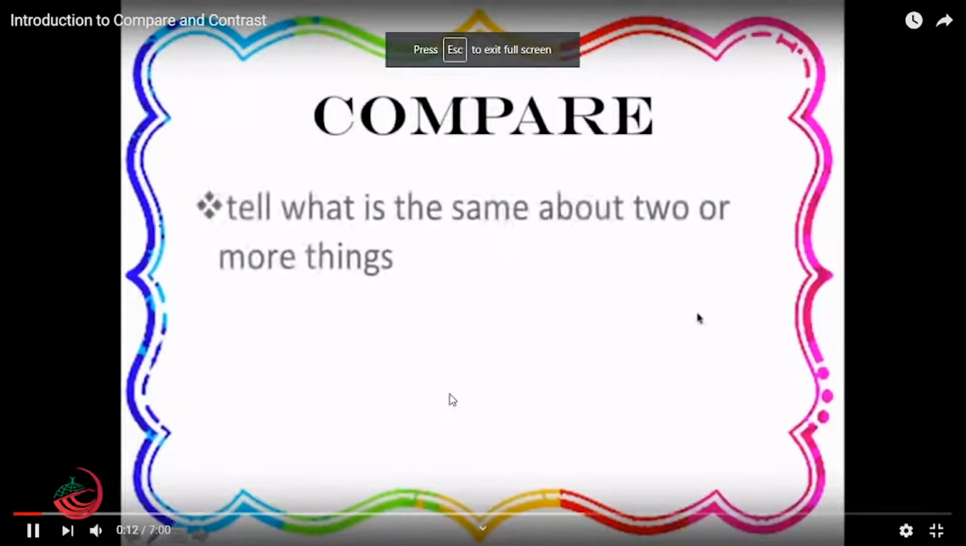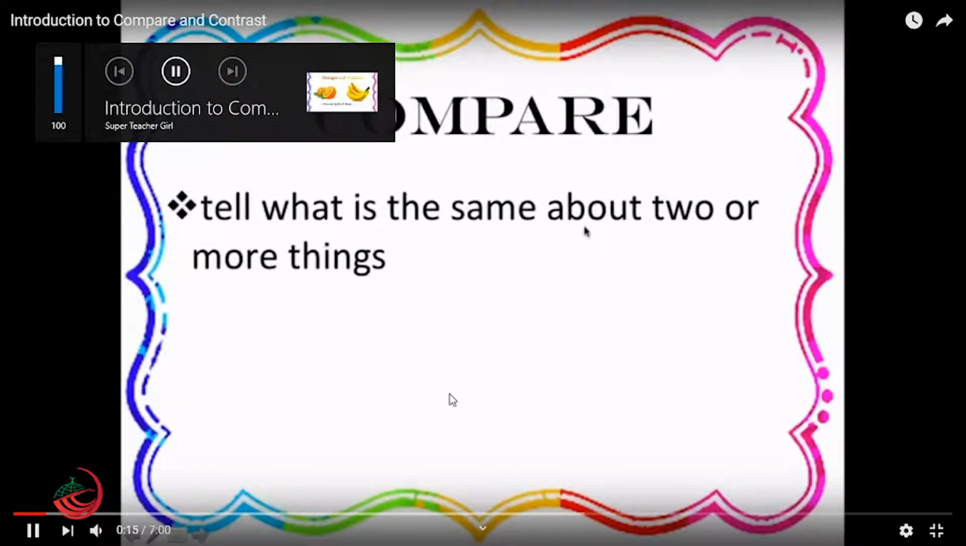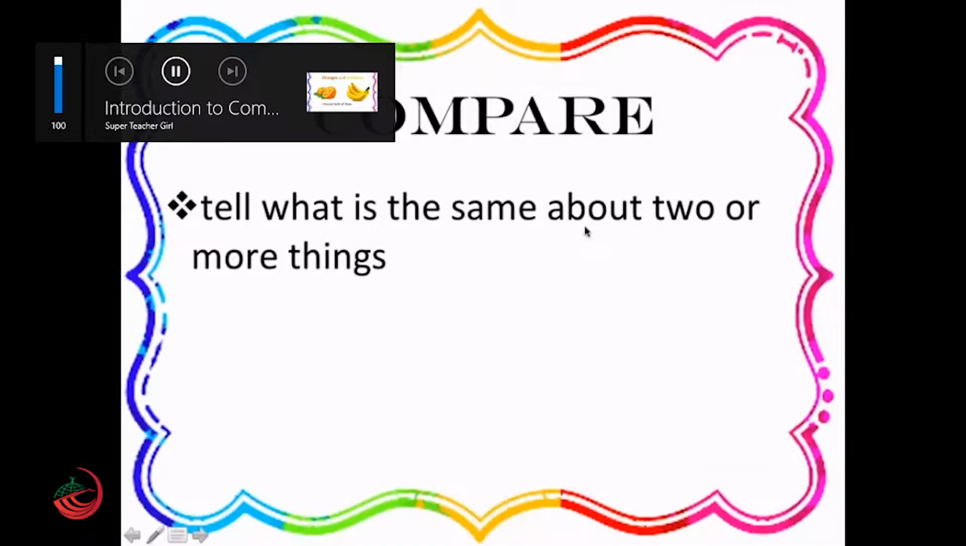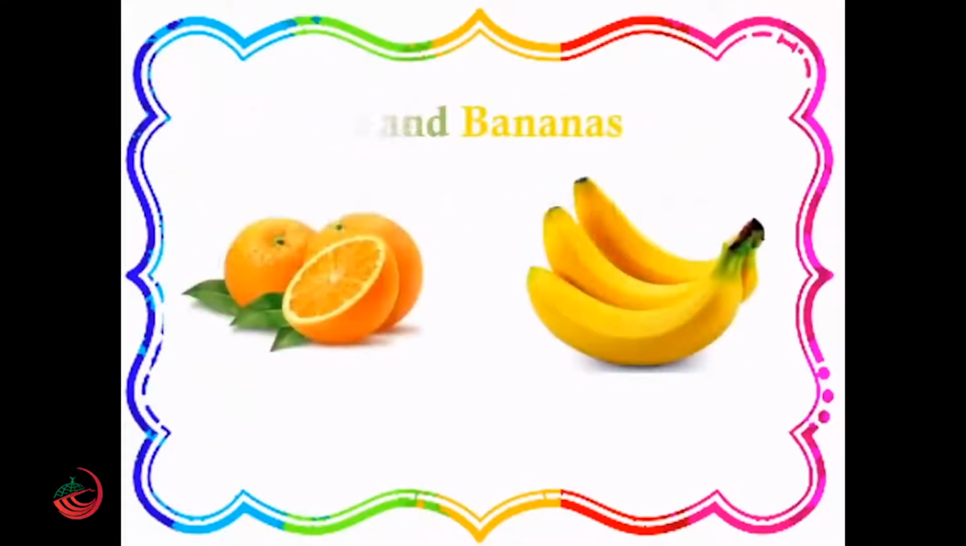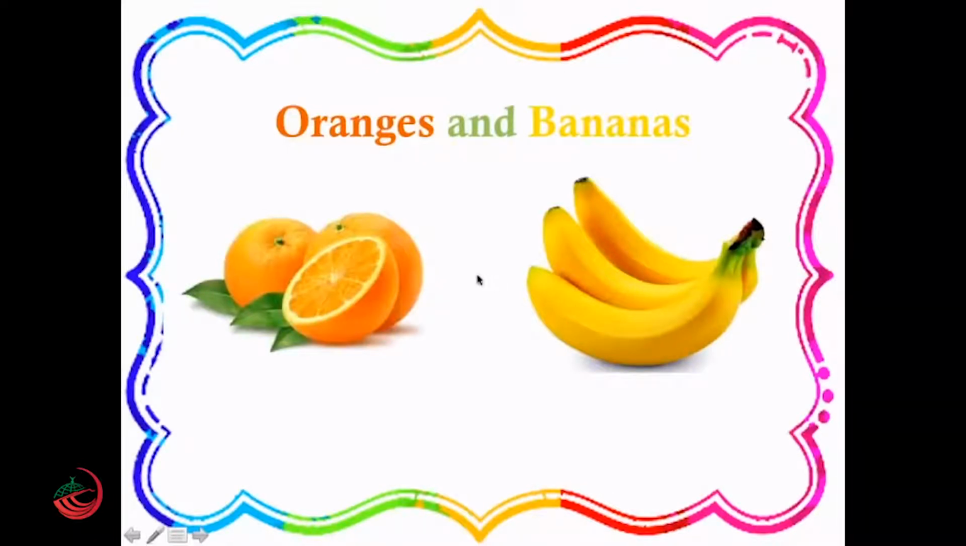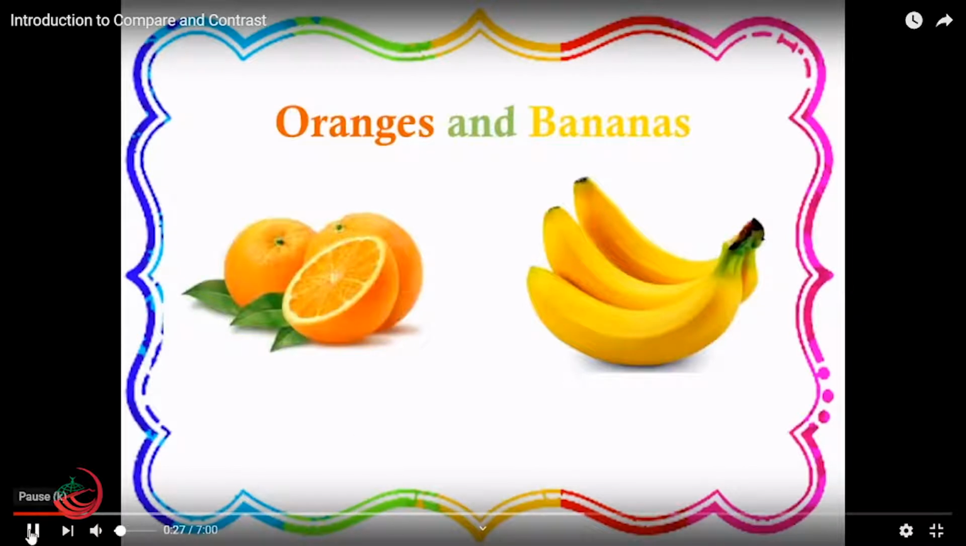When we compare, we tell what is the same about two or more things. Here's oranges and bananas. Let's compare them. Let's tell some ways that they're the same. Pause the video now, and in your notebook, write down one way that oranges and bananas are the same. Pause now.